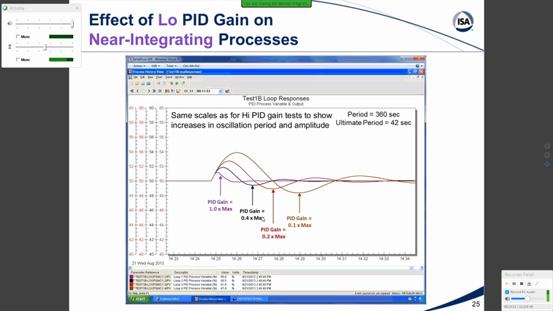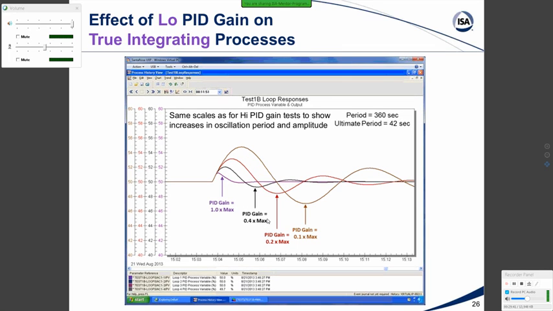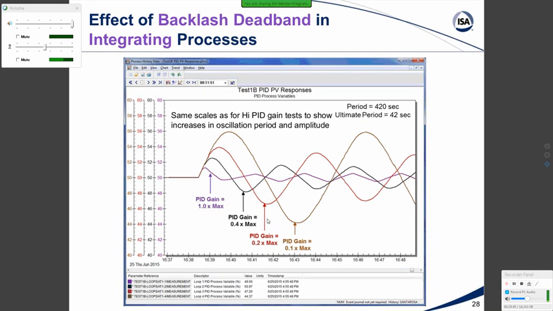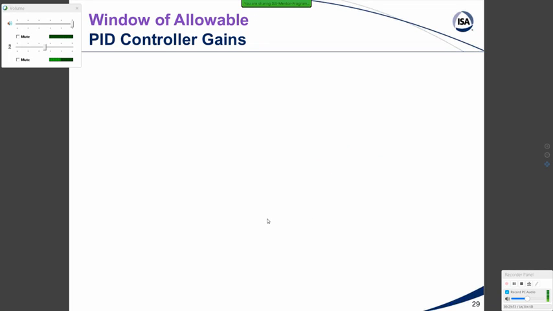So we have more of a problem in terms of you seeing these oscillations downstream, and they can be so slow that they are just totally confusing in terms of really what's happening. And they get worse for true integrating and then for runaway processes. And we have a situation with backlash where decreasing the PID gain actually makes things worse. And so, a counterintuitive type situation.